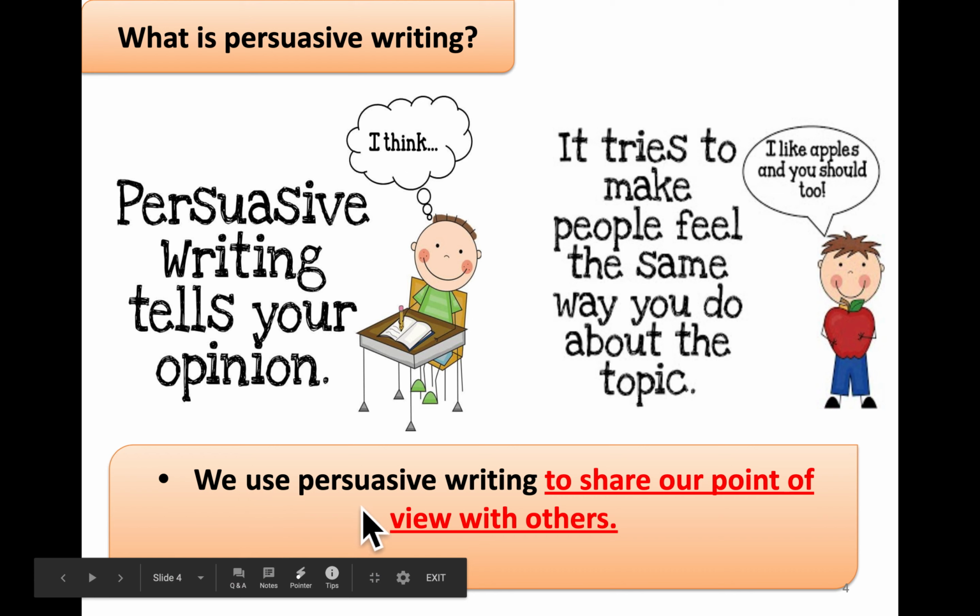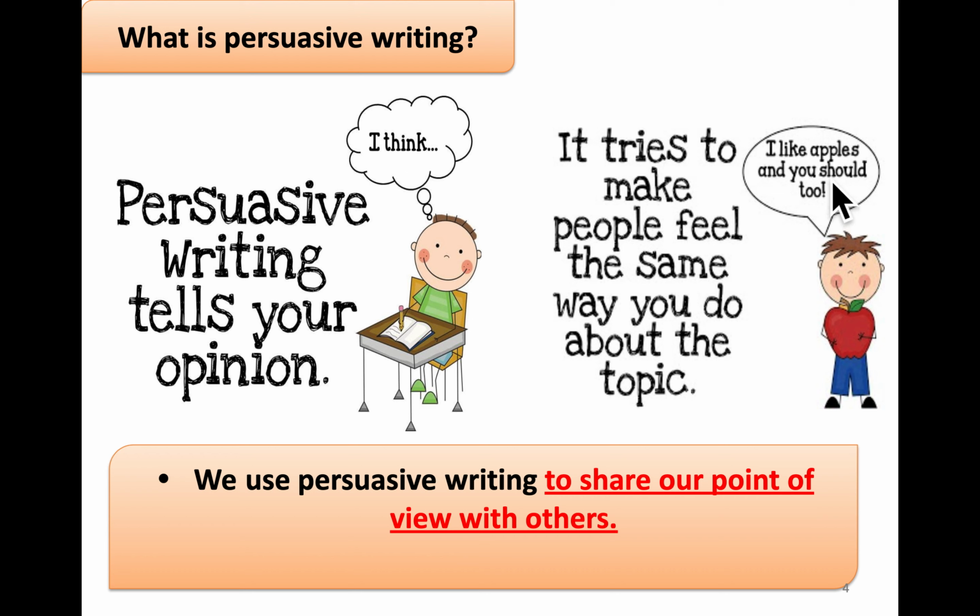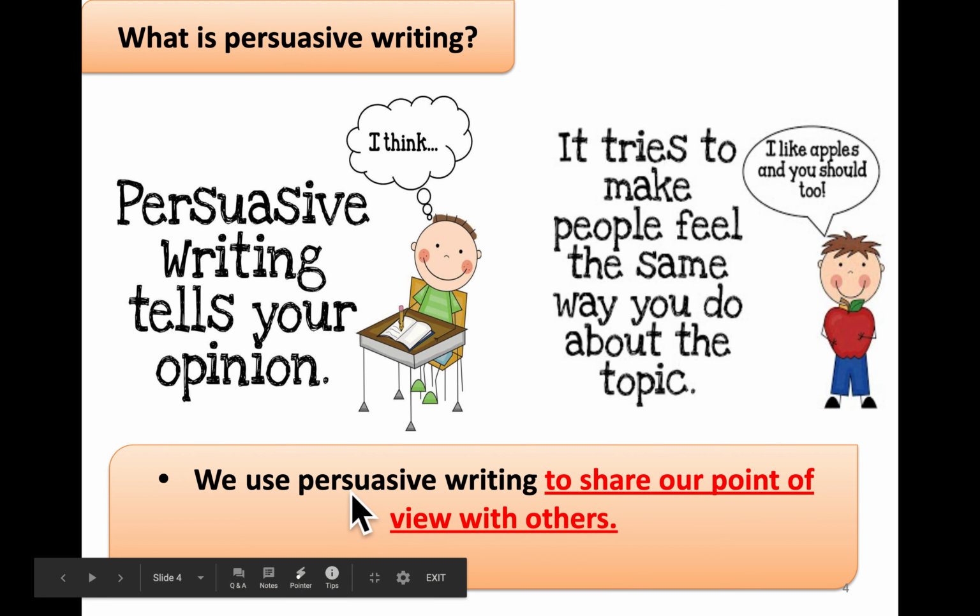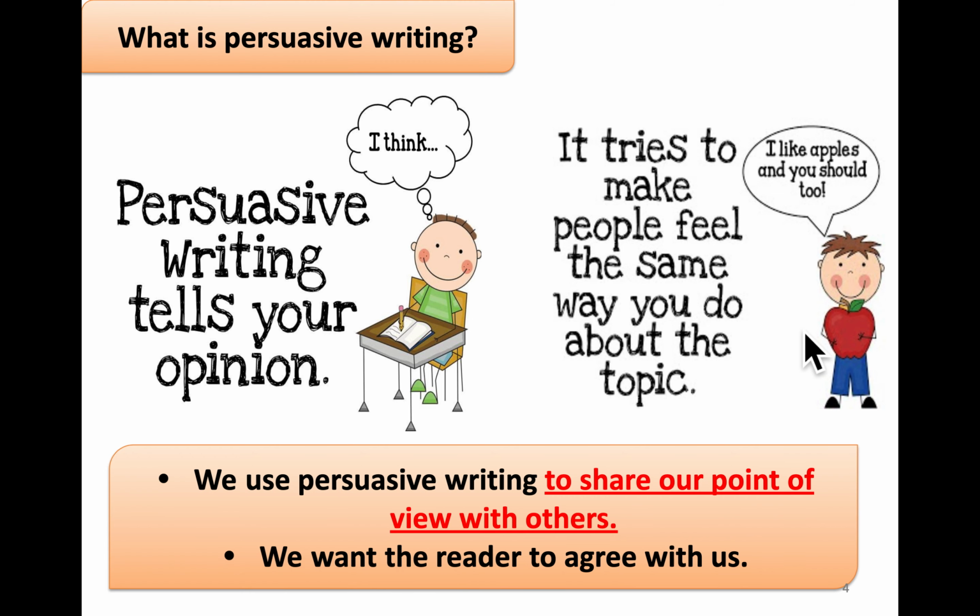All right, we use persuasive writing to share our point of view with others. So how do you feel about apples? Maybe you like apples and you want me to like them too. Or perhaps you're sitting there watching this video and you're thinking, no, I don't like apples. So you can change your topic sentence. Persuasive writing shares our point of view with others. We want the reader to agree with us. You're trying to make me agree with you by giving me some good reasons of why I should change my mind.